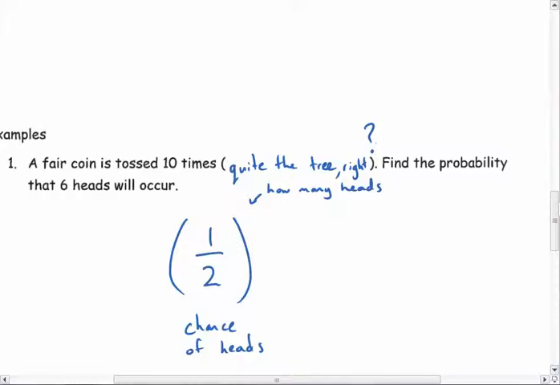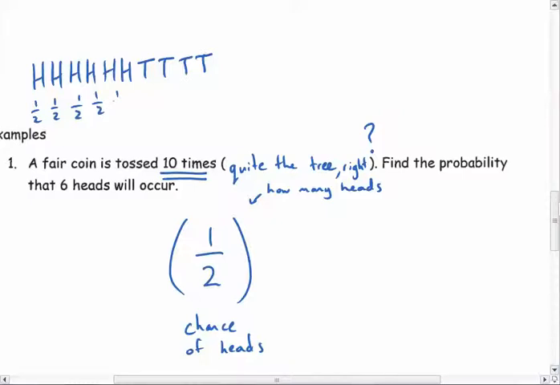So basically, what we're looking for is 6 heads. Head, head, head, head, head, head, and then how many tails? 4 tails, because we're tossing the coin 10 times. Each of these heads represents a probability of 1/2, right? So we need how many halves? 6.